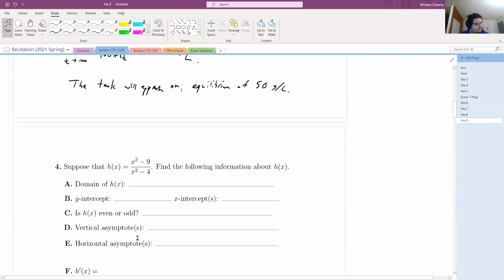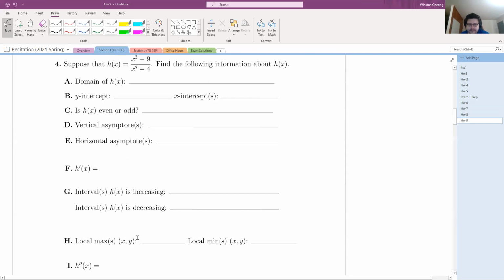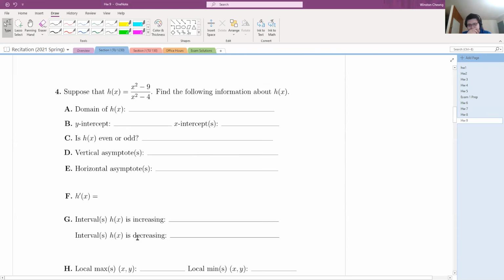And 4 and 5, we run through the whole curve sketch process. So again, the curve sketch process is just a way of gathering all the data that we can about a function, and usually it'll be a rational function. In both of these problems, it is a rational function.